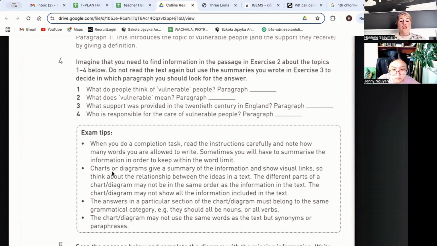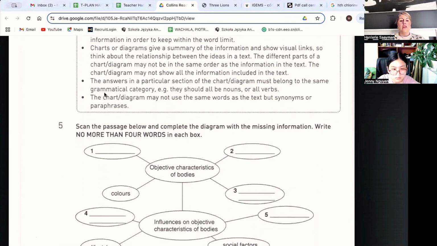Now, charts or diagrams give a summary of the information and show visual links, so think about the relationship between the ideas in a text. The different parts of a chart or diagram may not be in the same order as the information in the text. The chart or diagram may not show all the information included in the text. Now, the answers in a particular section in a chart or diagram must belong to the same grammatical category. For example, they should all be nouns or all be verbs. The chart or diagram may not use the same words as the text but synonyms or paraphrases.